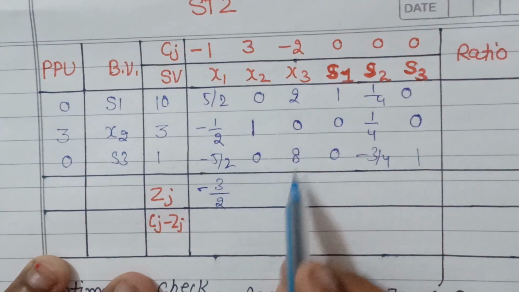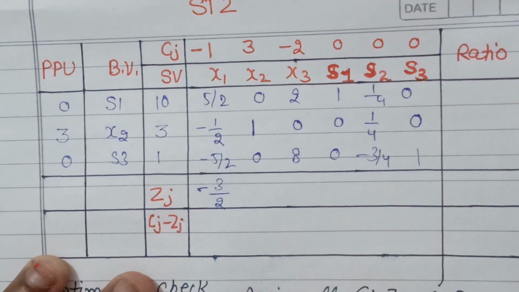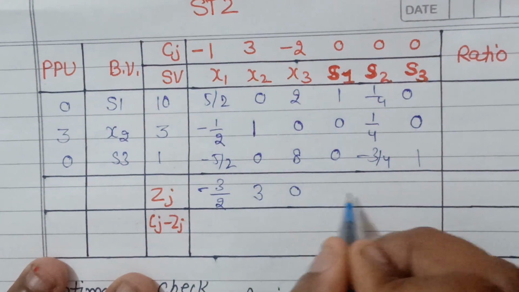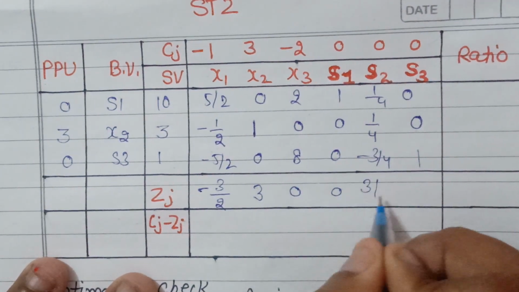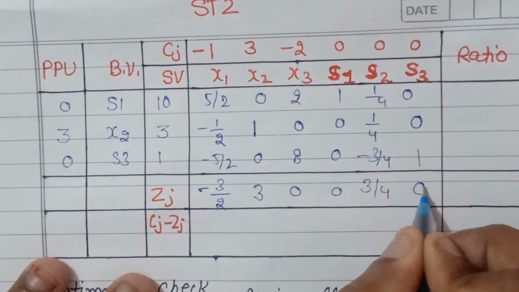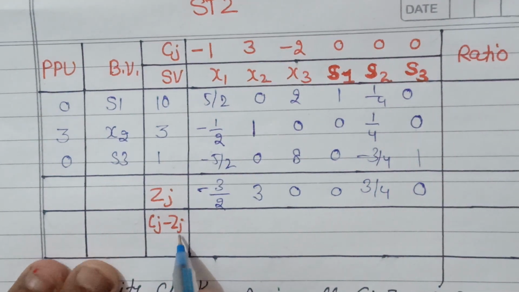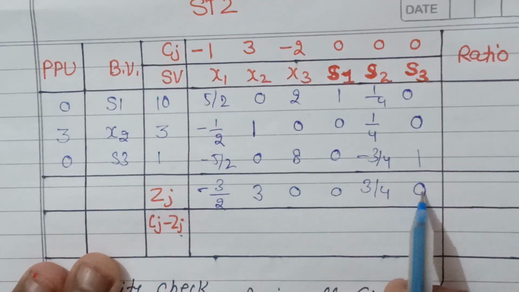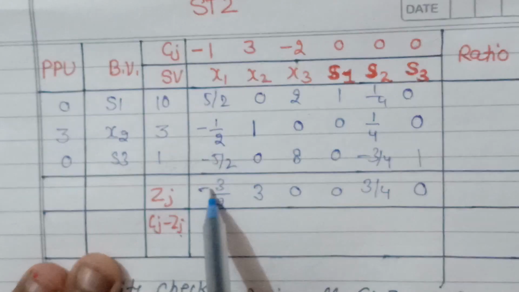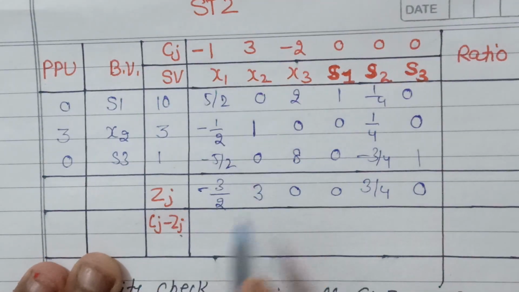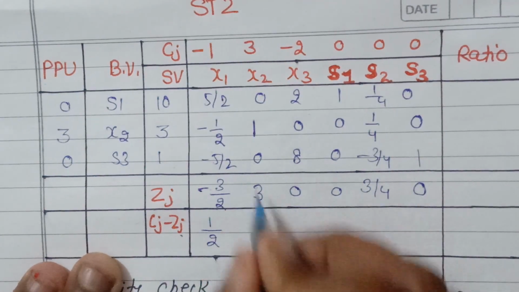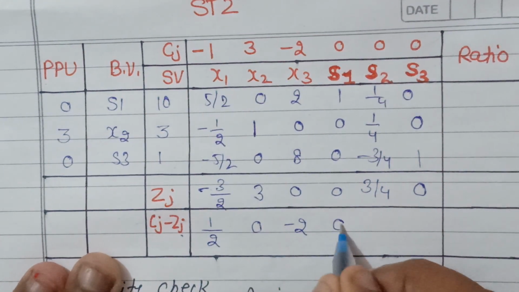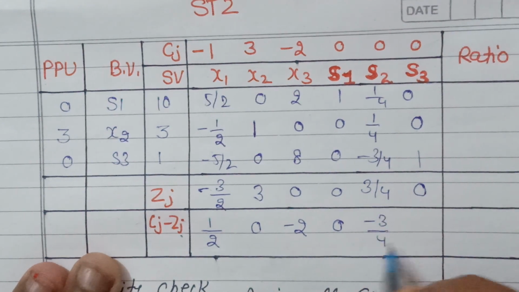Similarly we can find the value for all these columns. So the value for this column will be 3, then for this column is 0, for this column is 0, again this column is 3 by 4 and for this column is 0. Now we have to find the Cj minus Zj. These are the values of Cj and these are the values of Zj. If you subtract this minus 3 by 2 from this minus 1, the value will be 1 by 2. Then similarly this value is 0, this value is minus 2, this value is again 0, this value is minus 3 by 4 and this is 0.